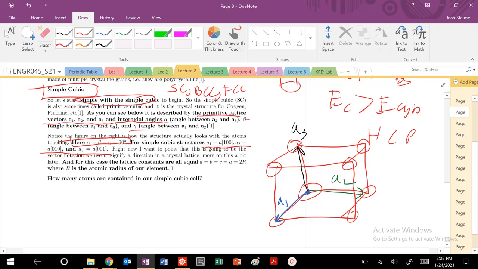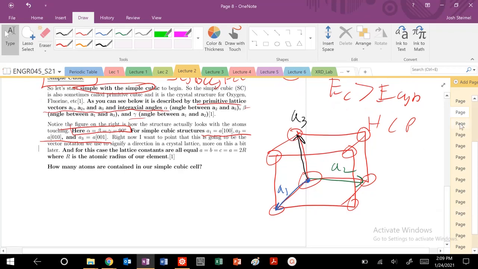Now, the key point here is when we draw these structures, we're drawing spaces between these atoms here. But in reality, the cell doesn't look like that. In actuality, these atoms are touching.